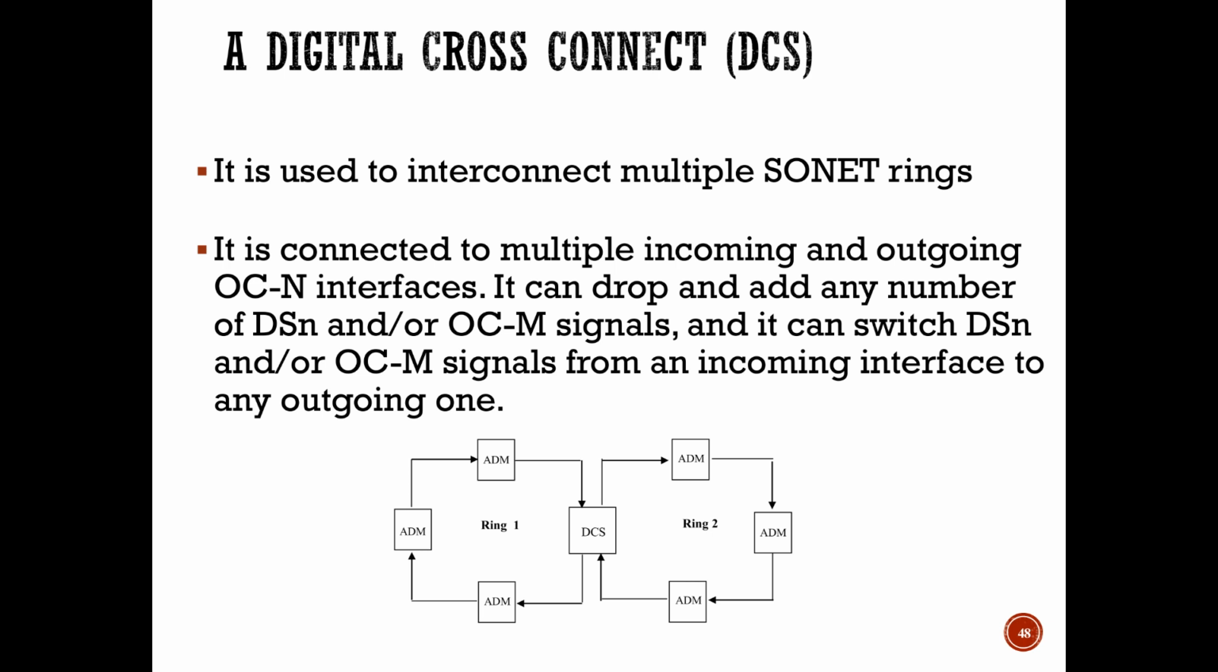A digital cross-connect, DCS. It is used to interconnect multiple SONET rings. It is connected to multiple incoming and outgoing OCN interfaces. It can drop and add any number of DSN and/or OCM signals, and it can switch DSN and/or OCM signals from an incoming interface to any outgoing one.